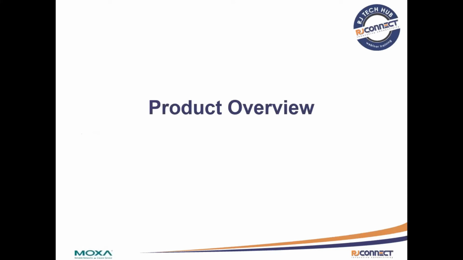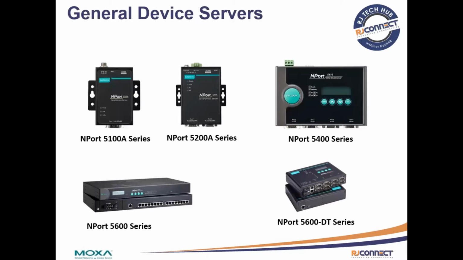Let's have a look at the serial device server product overview. Starting with the general device server, which is our NPORT device server that makes your serial device network ready in an instant. Their compact size makes them ideal for connecting devices such as a card reader and a payment terminal to an IP-based Ethernet LAN. So starting with the NPORT 5100A series, it has a one-port RS-232, 422, or 485 serial device server with surge protection. And also, as you can see towards my right-hand side, we have the NPORT 5200A series. This one is a two-port RS-232, 422, or 485 serial interface.